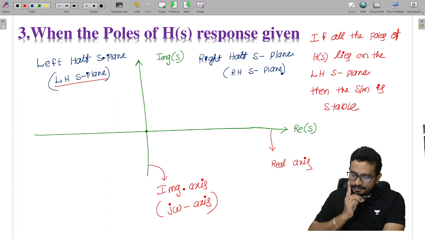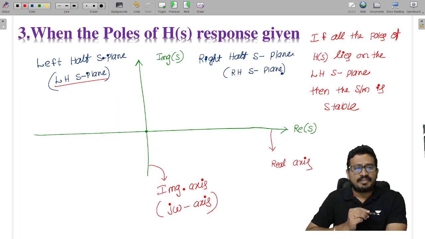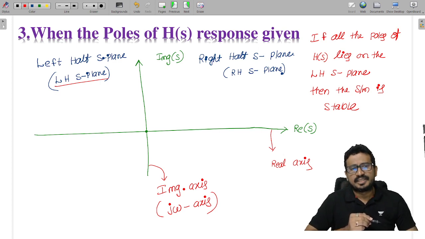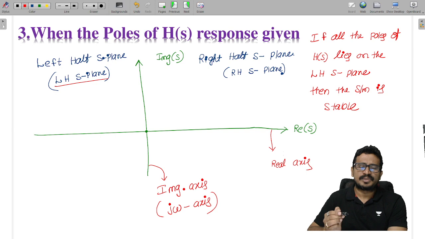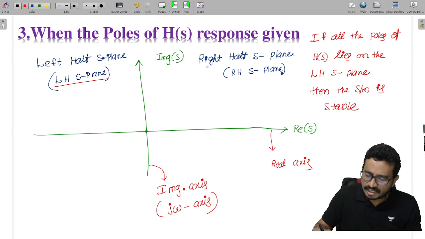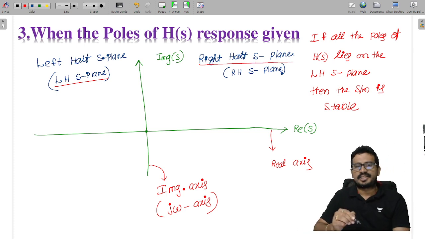Even a pole should not lie on the imaginary axis. If the poles lie on the imaginary axis, then the nature comes to marginally stable. If the poles lie on the right of S plane, the system is unstable.